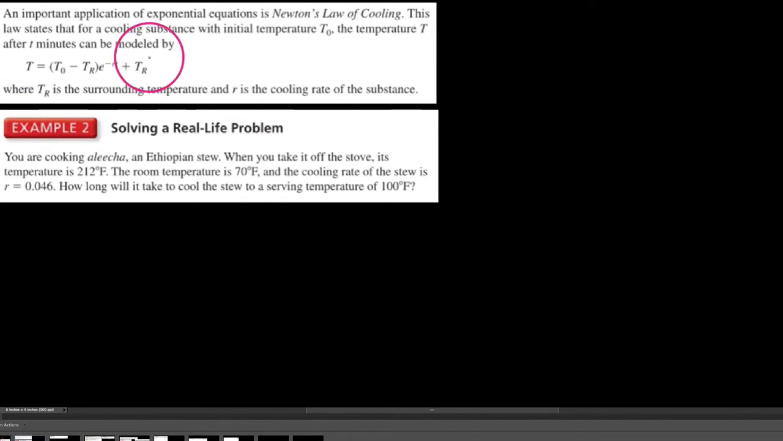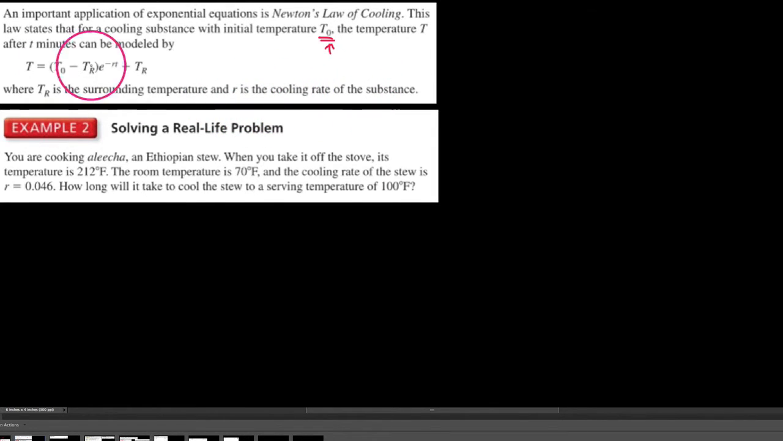And you can see this law of cooling here, but to read through what these variables are, it says that this law states that for a cooling substance, with an initial temperature of T naught, or T0, we would say that this is its initial temperature, denoted by the subscript 0 to denote at time 0. So our initial temperature at time 0 is T sub 0. We say that the temperature T after lowercase t minutes can be modeled by this right here, where T sub R, or subscript R, is the surrounding temperature and r is the cooling rate of the substance.